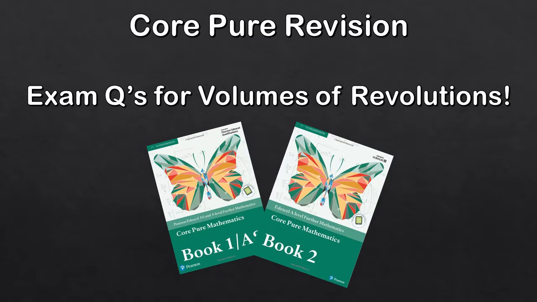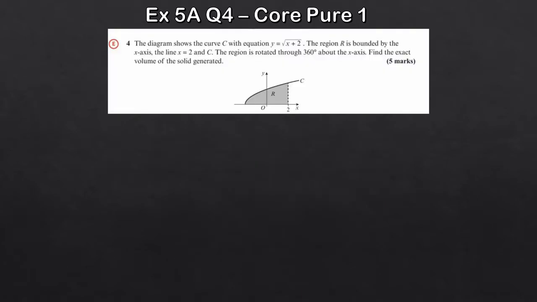This is mainly Core Pure 1 material, so this is just the AS material for the most part, so this isn't going to involve any trig, anything like the natural logarithm. So they're going to be relatively straightforward in comparison to the second year material. So let's just jump straight into this, see what we've got in these questions.